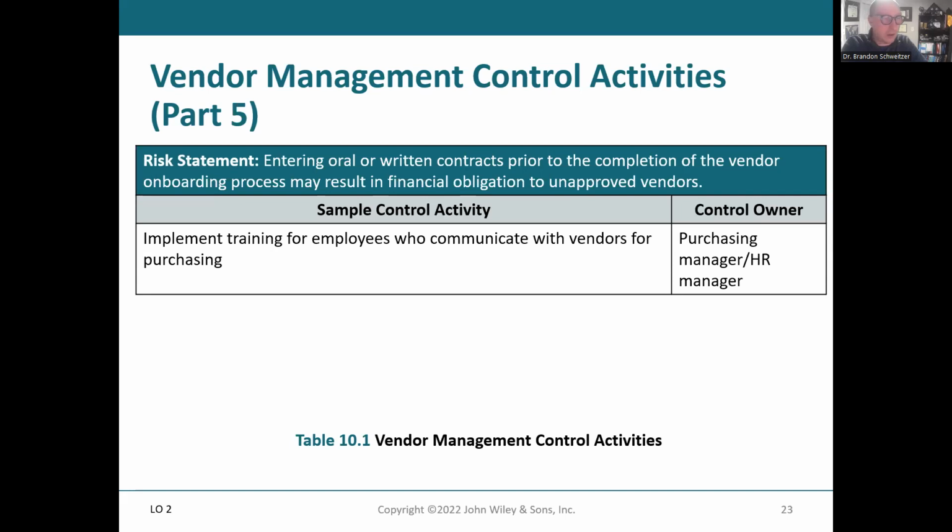I personally don't do oral contracts. I think that those are extremely risky. So written contracts take priority over oral ones because it's easier to defend those in the court of law. And so making sure that all of your vendors follow the same process for onboarding is really important.